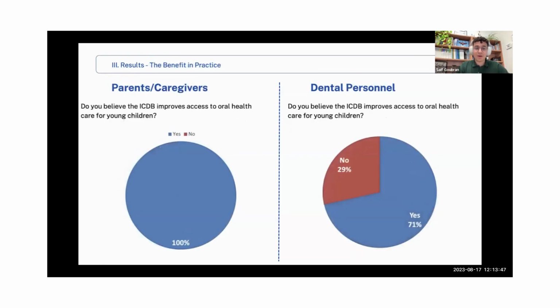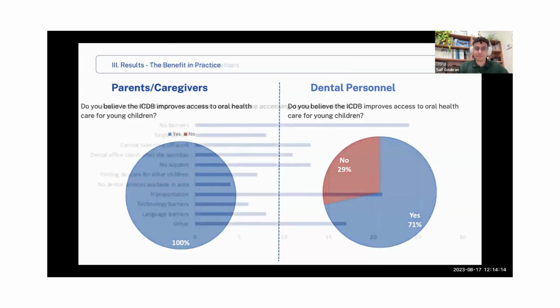In terms of the benefit in practice, 100% of parents and caregivers feel like this benefit improves access to oral care for families. So this includes families that didn't apply, weren't eligible, or were denied. Still, 100% of parents felt like this program improves access to oral care. And we see that when we ask the same question to dental personnel, 71% of dental personnel agree that the Interim Canada Dental Benefit improves access to oral care for young children.